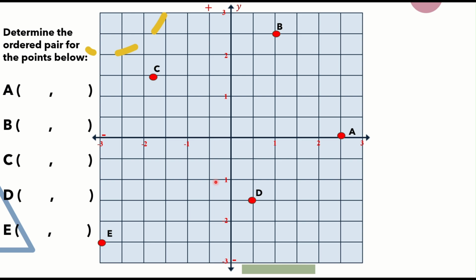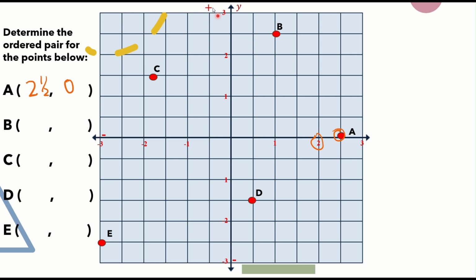So now let's determine what the ordered pair would be. Let's look at A. A is going over 2.5, positive, and then it did not move up or down. So my y coordinate would be 0.